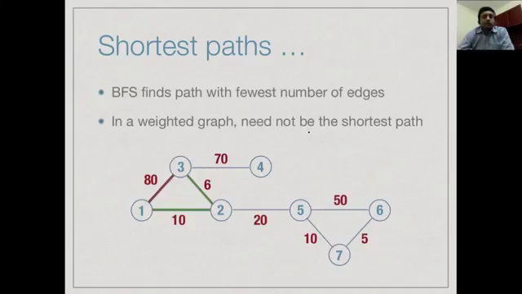For instance, in this example, we see that between 1 and 3 there is a direct edge, but its weight is 80. And we can find a shorter cost path from 1 to 3 by going via 2. So it has 2 edges, but the total cost is only 10 plus 6, which is 16. So the shortest path in a weighted graph need not be the shortest in terms of number of edges. We are talking about the sum of the costs along the edges. So we might have longer paths in terms of number of edges, but shorter total cost. And our goal is to compute such paths regardless of the actual length of the shortest path.